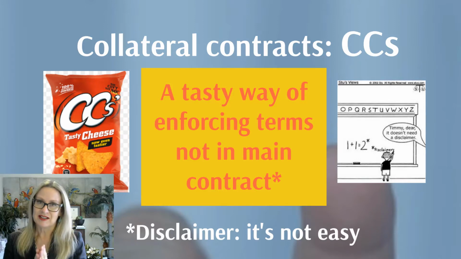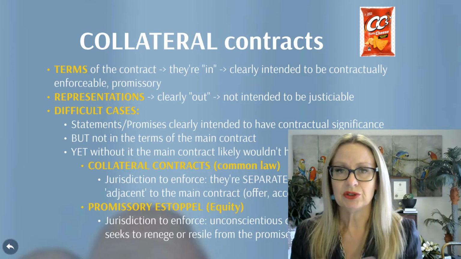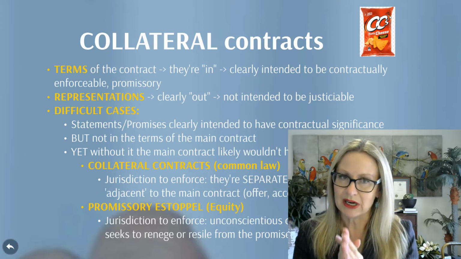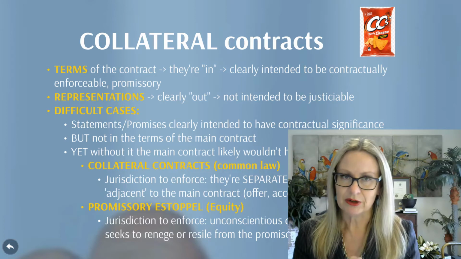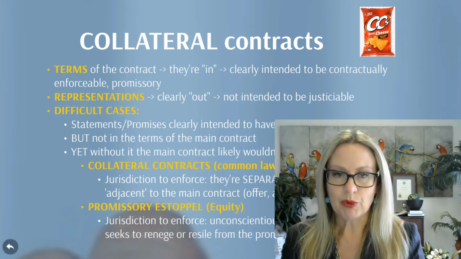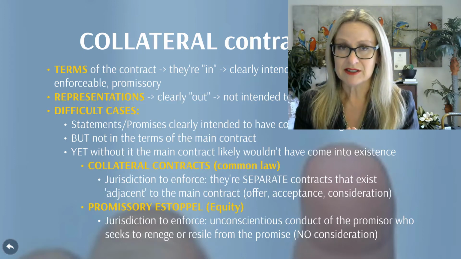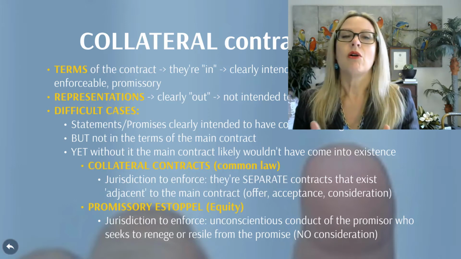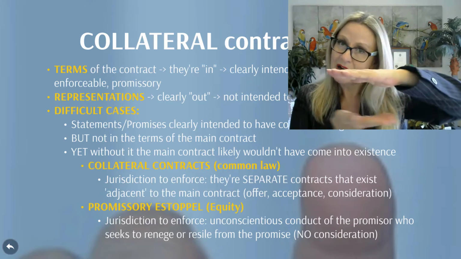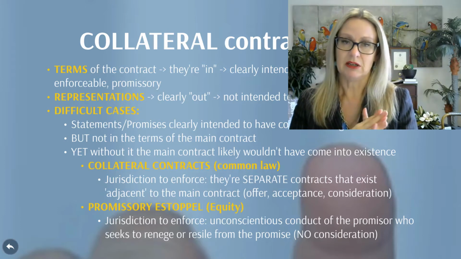The other main way of getting terms in is by incorporation. We'll look at that in the next video. The one other thing I wanted to mention before we get into collateral contracts is that the main alternative to arguing that a term should be enforced as a collateral contract is arguing that it should be enforced by way of estoppel. We'll look at estoppel in a different video, but you should be aware for completeness that that is another principal way of having a court enforce a term that falls outside of the main agreement, but nevertheless was intended by the parties to be justiciable.